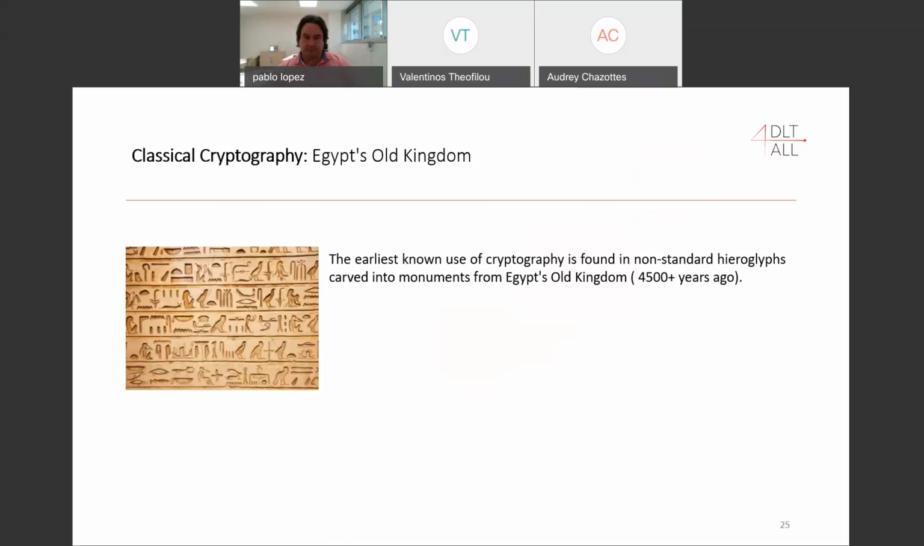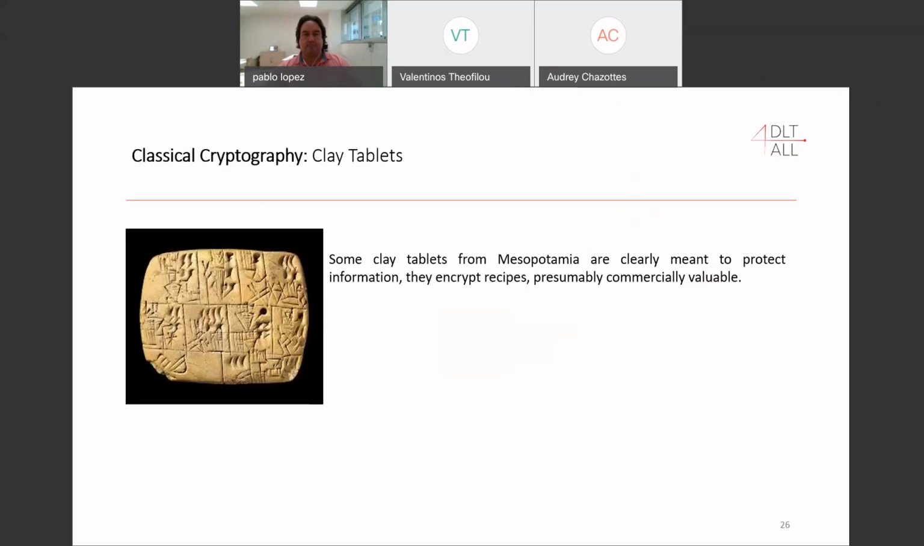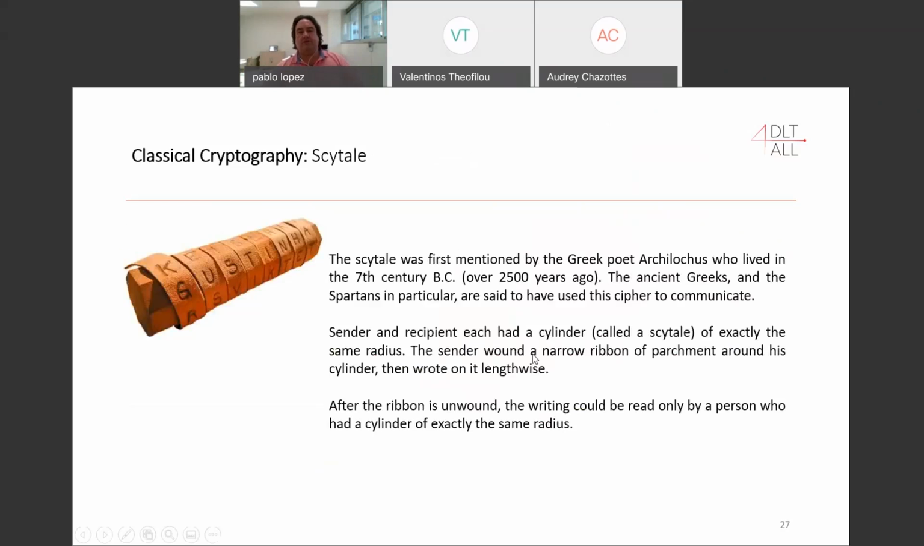The hieroglyphics, these tablets from Mesopotamia. This one was quite useful. Now we can even use it as a tool. The scytale was first mentioned by Greek archaeologists who lived in the 7th century before Christ. The ancient Greeks, and the Spartans in particular, are said to have used this cipher to communicate. Sender and recipient each had a cylinder of exactly the same radius, and the sender wound a narrow ribbon around this cylinder and wrote lengthwise. After the ribbon is unwound, the writing could be read only by a person who had a cylinder of exactly the same radius. It's a sort of cipher, where whoever has the key can understand it.